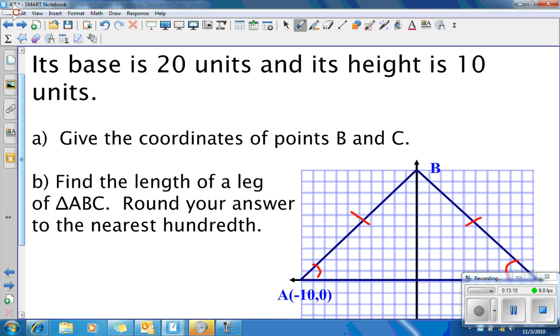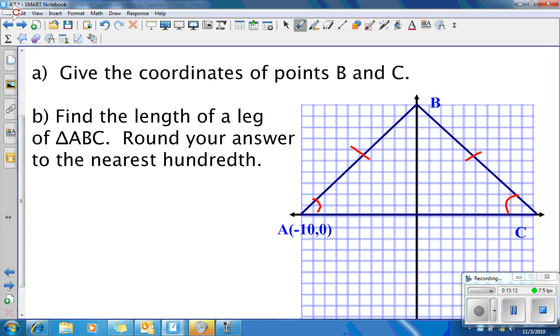All right, it says the base is 20 units. So this whole base is 20 units. And the height is 10 units. How do I find the length of B to C? Well, you already know that C is 10 units. So A and C are both 10 units. What do you mean? What's the coordinate for C? How'd you get 10, 0?